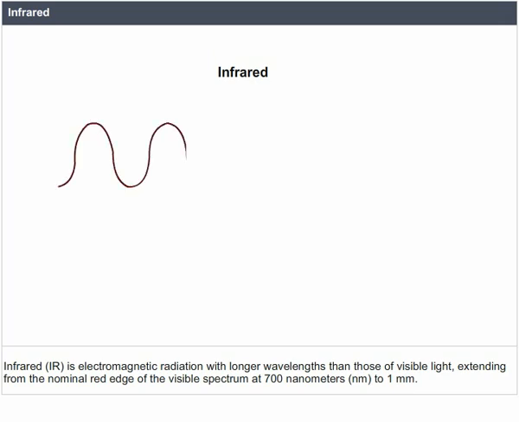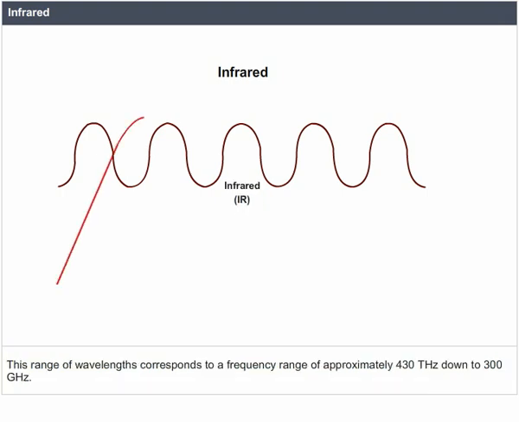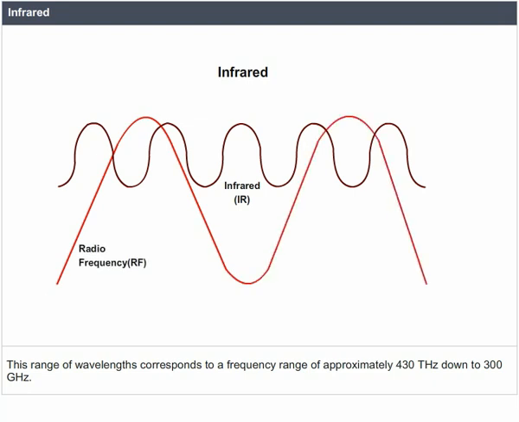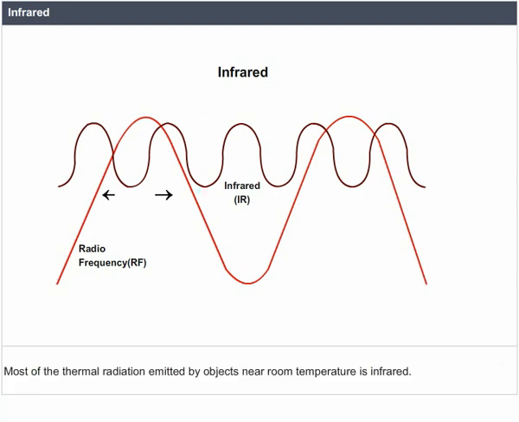Infrared. Infrared, IR, is electromagnetic radiation with longer wavelengths than those of visible light, extending from the nominal red edge of the visible spectrum at 700 nanometers to 1 mm. This range of wavelengths corresponds to a frequency range approximately 430 terahertz down to 300 gigahertz. Most of the thermal radiation emitted by objects near room temperature is infrared.